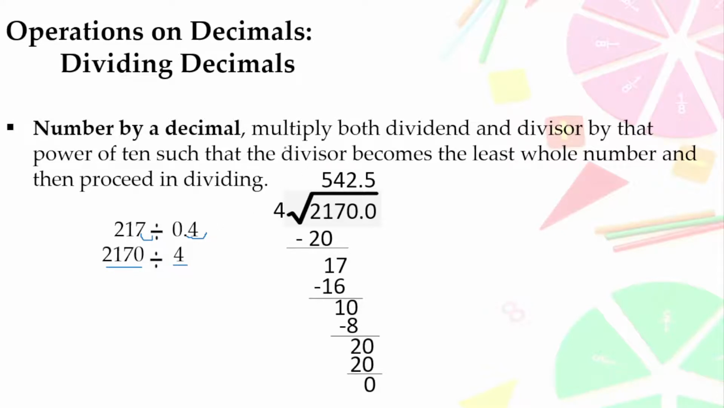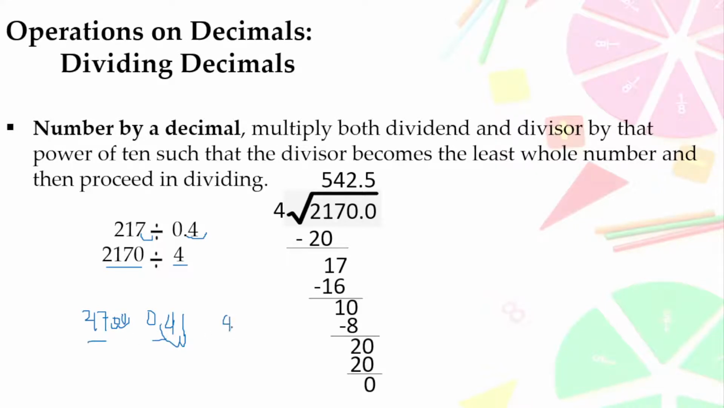Okay? Or kung susundin nyo po ang instruction here, you just need to multiply both dividend and divisor by that power of 10 such that the divisor becomes the least whole number and then proceed in dividing. Pero para hindi nyo na po yan gawin, mag-move na lang po kayo. Kunwari po, 0.41 and 217. Kung dalawa po yan na decimal, dalawang places, so magiging 41, then dalawa rin po yung i-move nyo dito to make it balance. Okay?